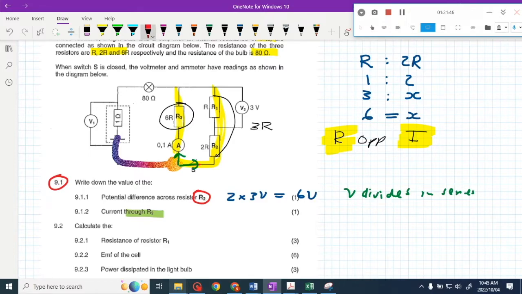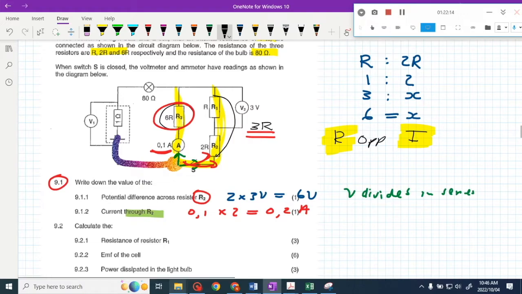So if the current here is 0.1 amperes, and this over here is half the resistance, then it means 2 times the current can go this way, because 3 is half of 6. So to get the answer to 9.1.2, we say 0.1 times 2, which gives us an answer of 0.2 amperes. Okay, I use grade 10 logic, but it does become confusing because of the variables. And that's going to get you 1 mark here, 1 mark there.